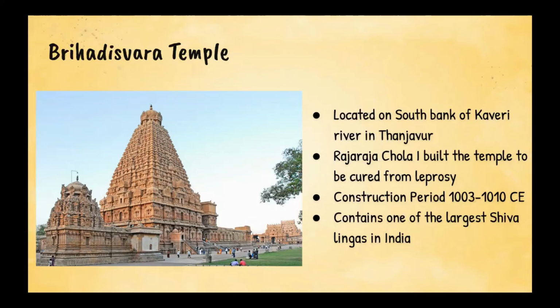Rajaraja Chola I was cursed with leprosy. The royal priest told him that he was cursed because of cruelty to animals and advised him to build a Shiva temple to atone for his sins. It is a masterpiece of Dravidian architectural glory. The construction for the temple started in 1003 CE.